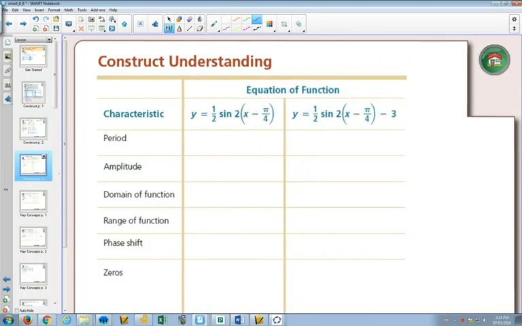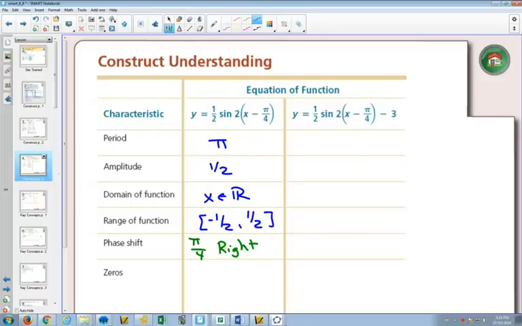What's going to happen if we add an x minus pi over 4 inside the function? That's going to move things pi over 4 to the right. Everything else is going to stay the same from the previous one. So our period is still pi from the previous one. Our amplitude is still 1/2. The domain is still everything. The range still goes from -1/2 to 1/2. And the zeros are still k pi over 2, where k is an integer.